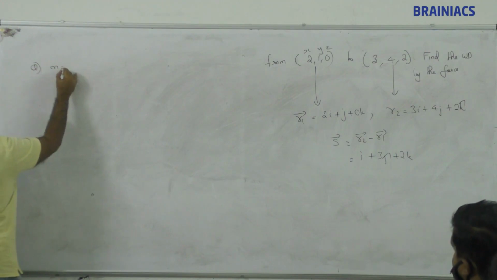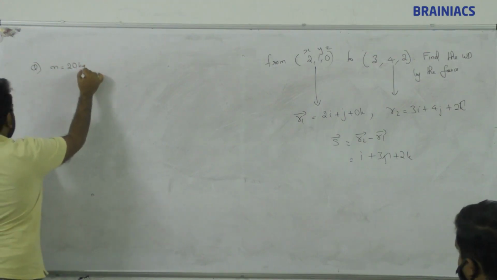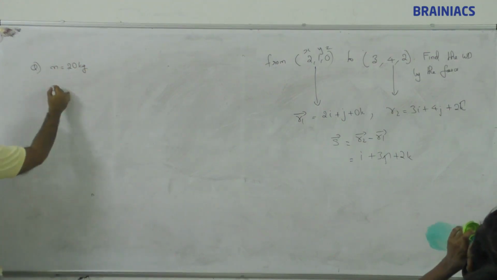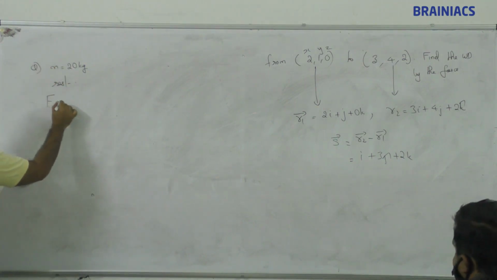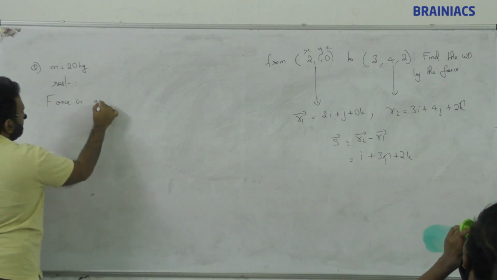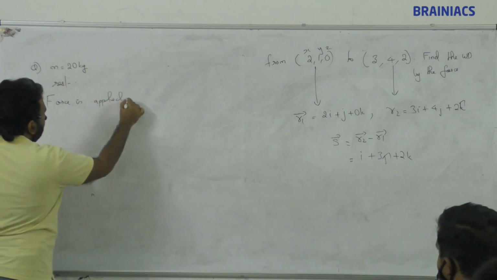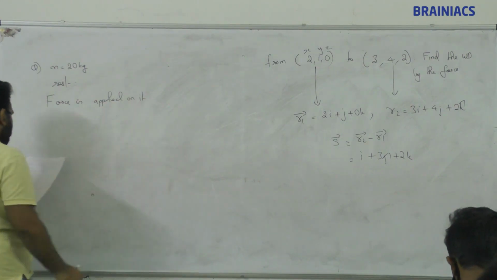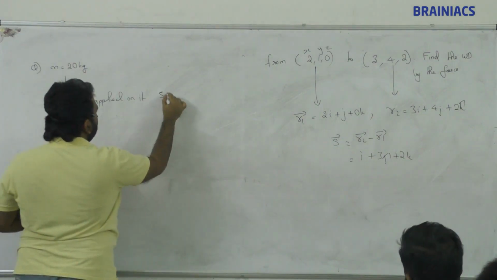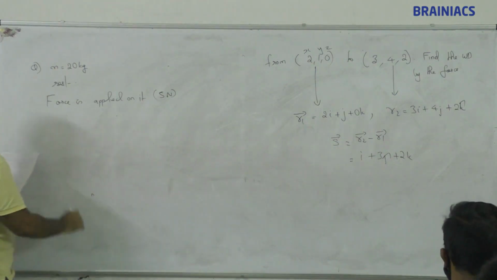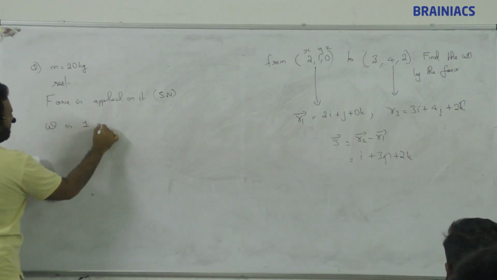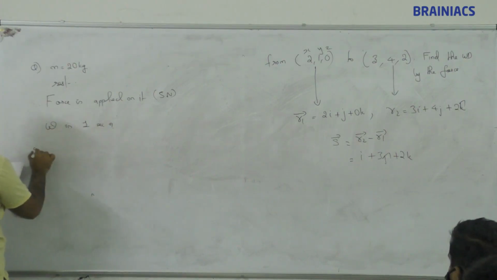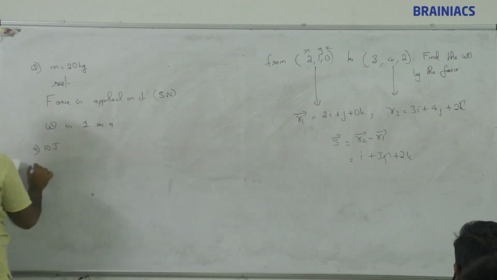Mass of a body 20. Okay, this is at rest. A force is applied on it. How much? 5 Newton. Force is applied on it, 5 Newton. Work done in 1 second. What is the work done in 1 second?